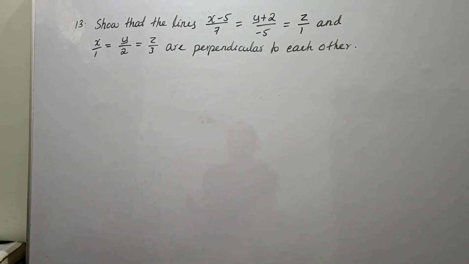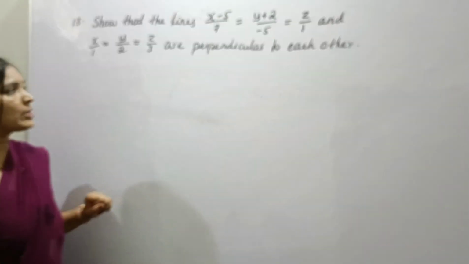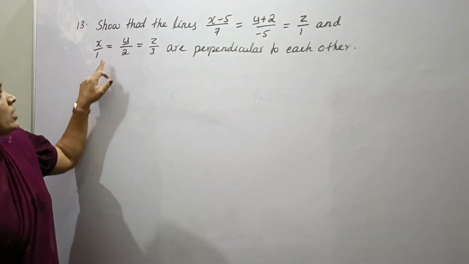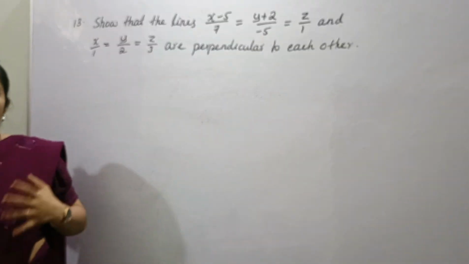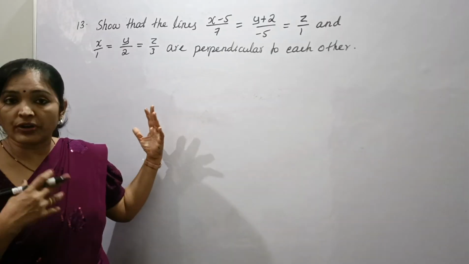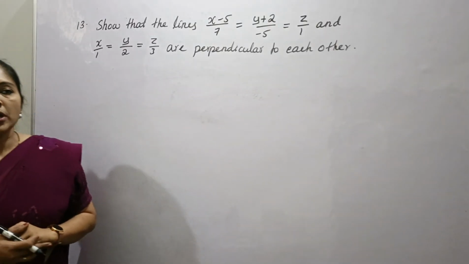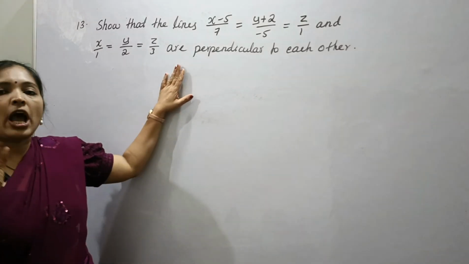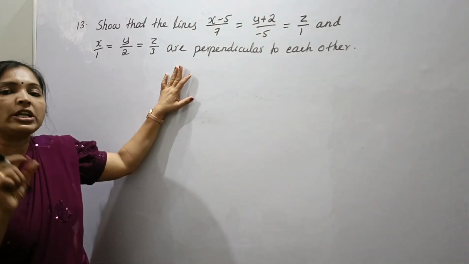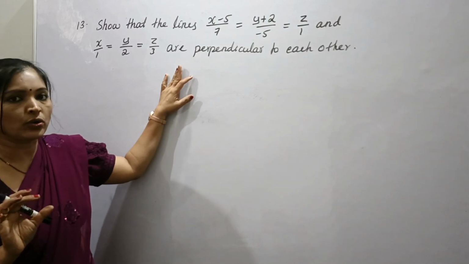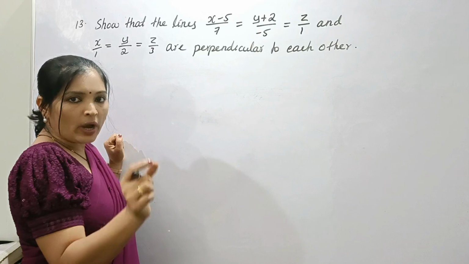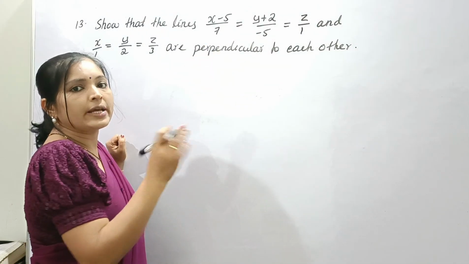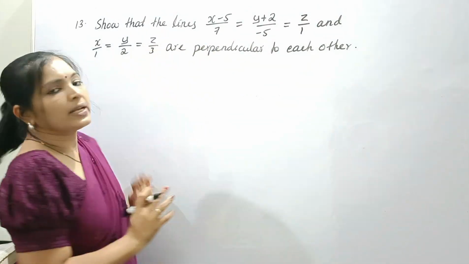Show that the lines (x minus 5) divided by 7 is equal to (y plus 2) divided by minus 5 is equal to z by 1, and x divided by 1 is equal to y by 2 is equal to z by 3 are perpendicular to each other. Similar question, but here we have to prove the given lines are perpendicular. First of all, you have to check whether these given equations are in standard form or not. That is (x minus x1) by a is equal to (y minus y1) by b is equal to (z minus z1) by c. See, the given equations are in standard form.